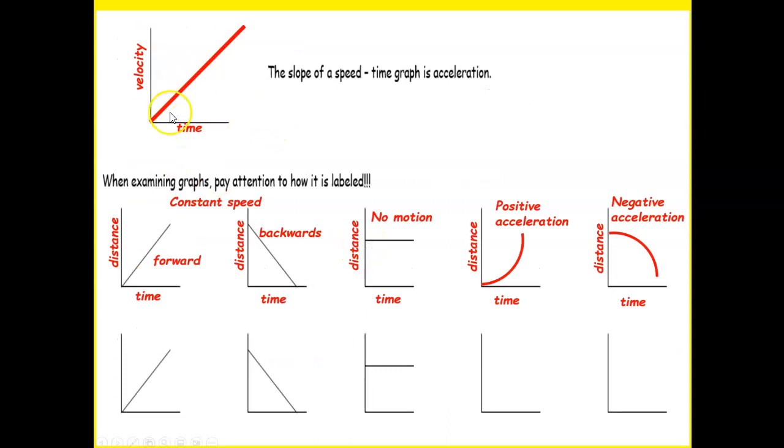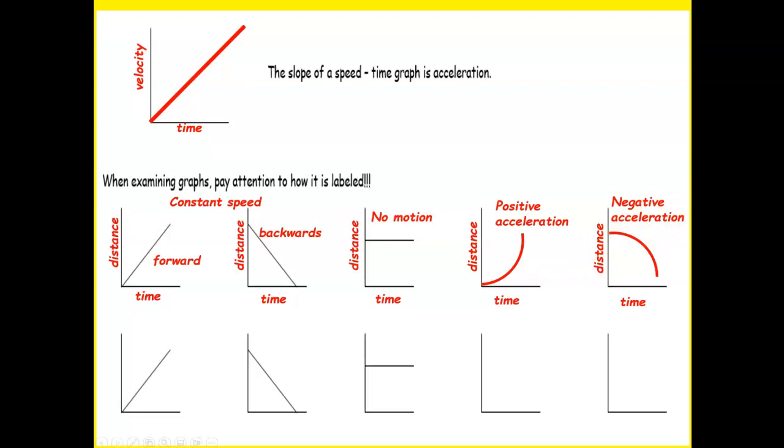All right, so now looking at the graph, again, you should be able to look at the different graphs and explain what kind of motion is happening. If it is a straight line with a positive slope, that means it's constant speed going forward. If it is a straight line going down with negative slope, that means it's moving backwards. If it's a flat line like this, that means that there's no motion, it's at rest. If it's a curved line, that means positive acceleration. If it is a curved line going negative, that's negative acceleration, which essentially is deceleration.